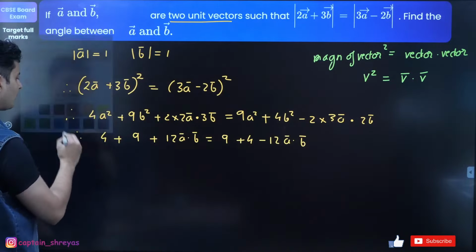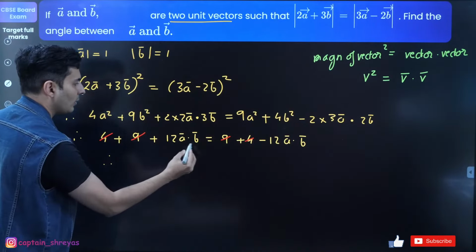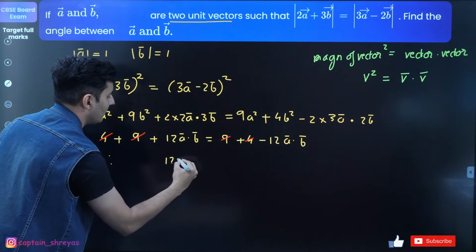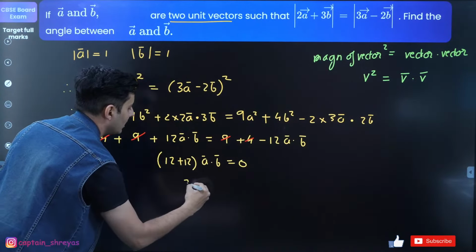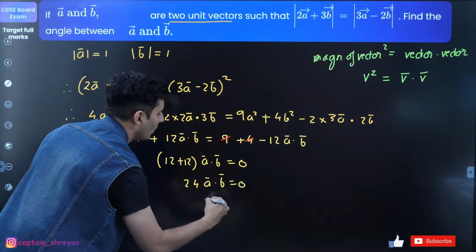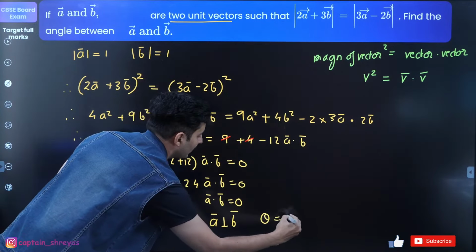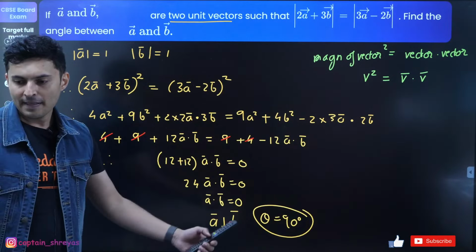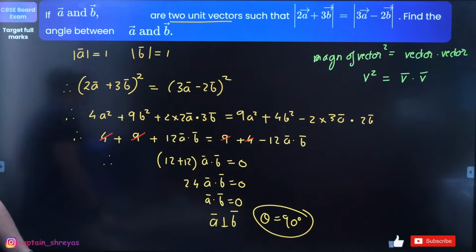Interesting thing is the 9s and the 4s get cancelled, and I'm just left with 12a dot b equal to minus 12a dot b. So 12 plus 12a dot b will be 0. So basically 24a dot b is equal to 0. Therefore a dot b is equal to 0. So a is perpendicular to b. So the angle is going to be 90 degrees. That is the answer. How many of you wrote it? Great, awesome. Yes, cos theta will be 0, so this will be 90 degrees. Amazing, guys.